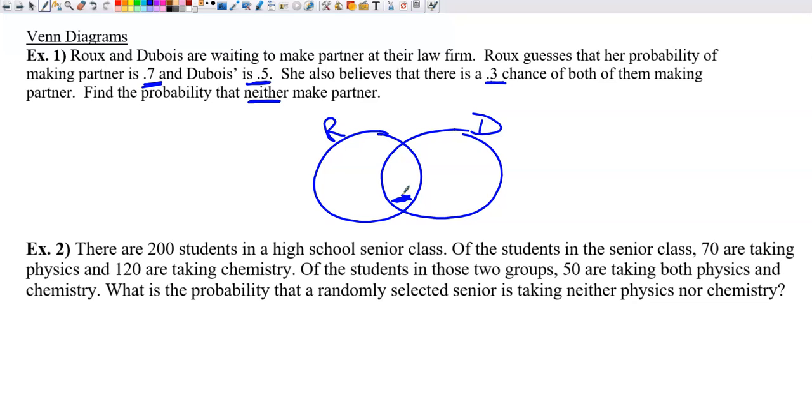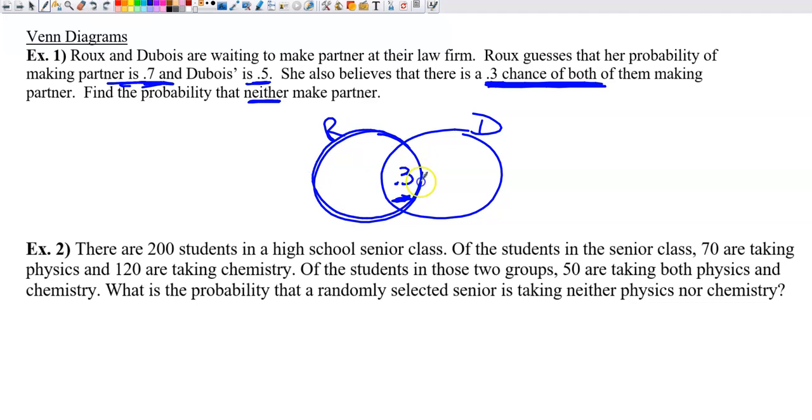Well, I'm going to tell you, if we give it to you, start with the both, because we know that goes there. Now, here's the mistake that you always make. You say, oh, Rue's chance of making partner is 0.7, and Du Bois' is 0.5. This is wrong. Don't write it. Why is that wrong? Because if I add all of the options up, it adds up to more than one, and it cannot add up to more than one. So I know there's a mistake in there. Well, what's my mistake?